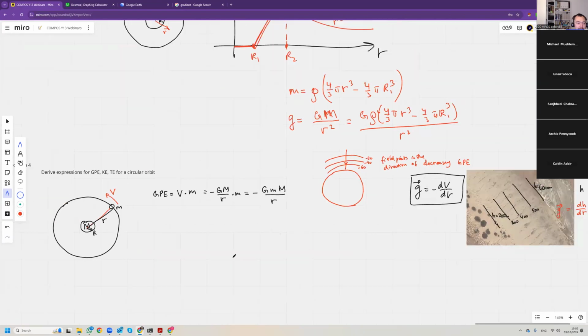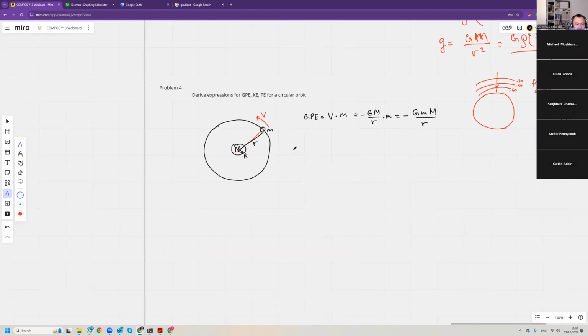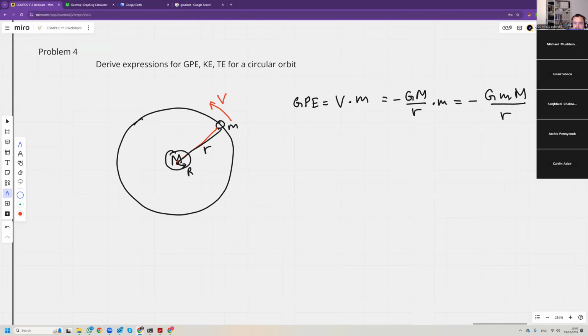Okay. All right, so moving on. So gravitational potential energy is minus GMm over r. Now to find the kinetic energy, we need to find the speed first. So we'll do that.